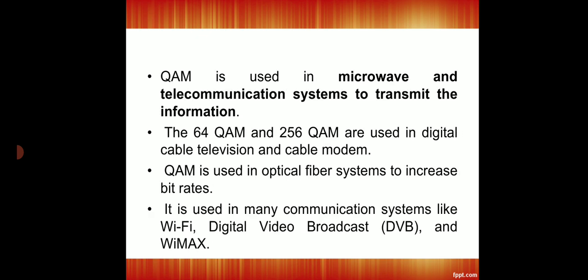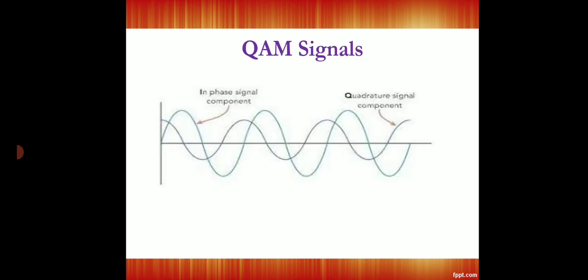It is used in microwave and telecommunication systems. The 64 QAM and 256 QAM are used in digital cable television and cable modems, and also in optical fiber systems to increase the bit rates. It is used in many communication systems like Wi-Fi, digital video broadcast and WiMAX.